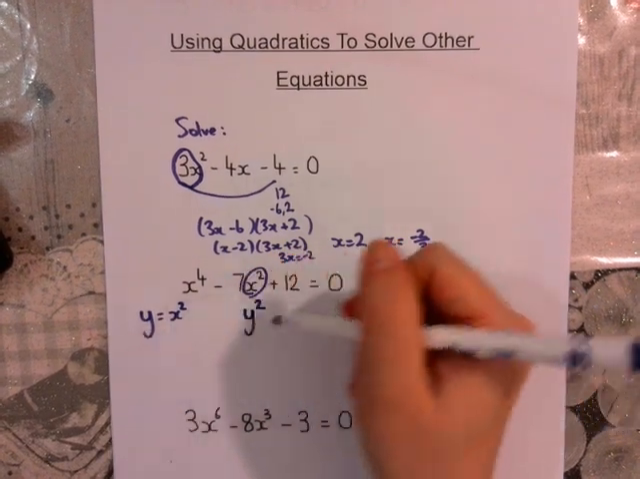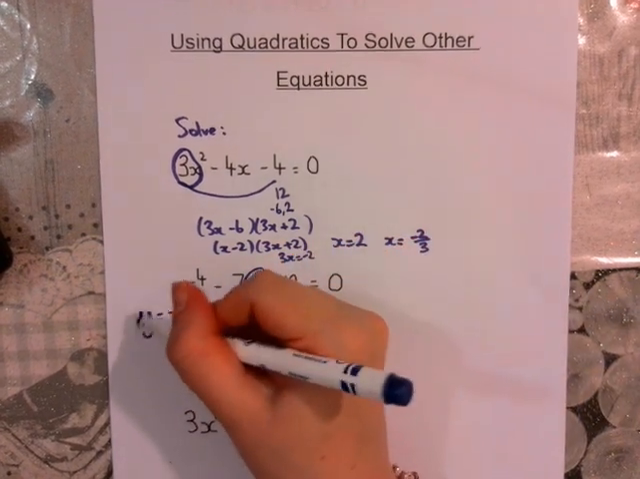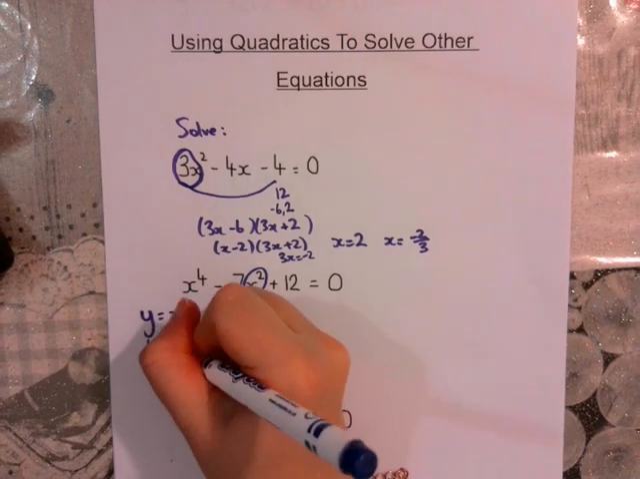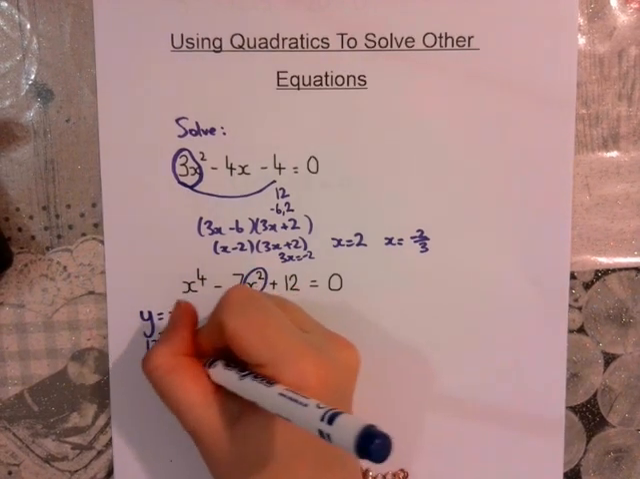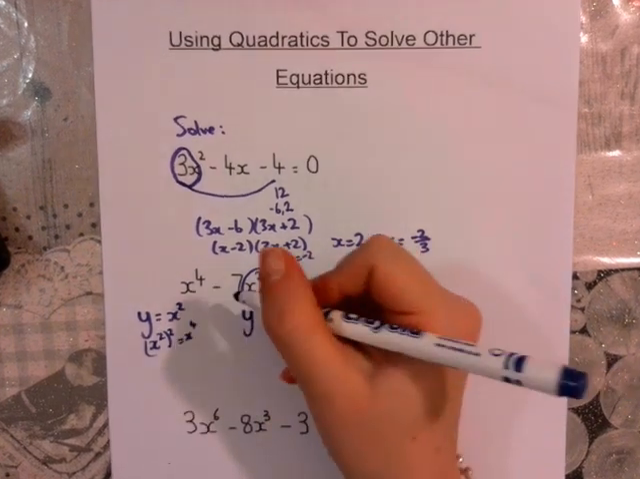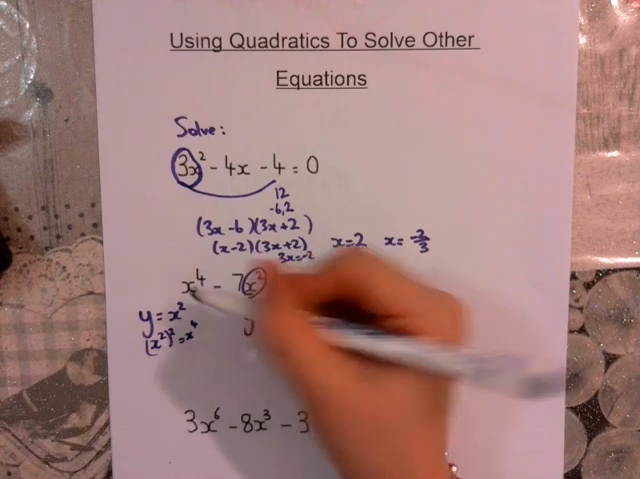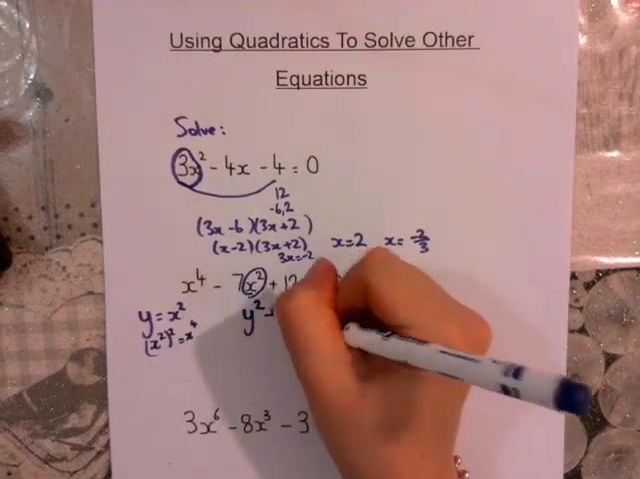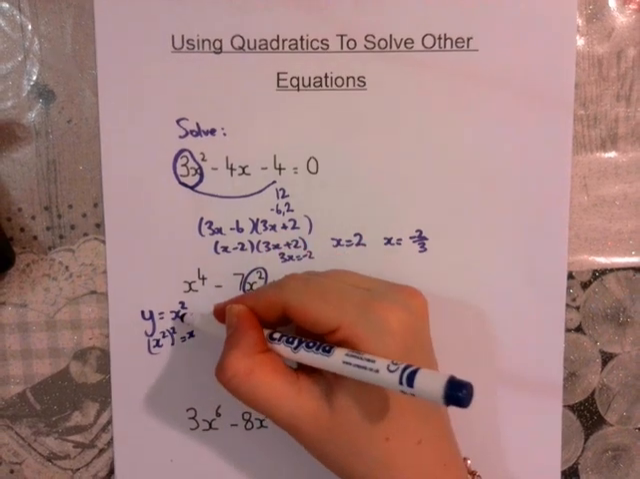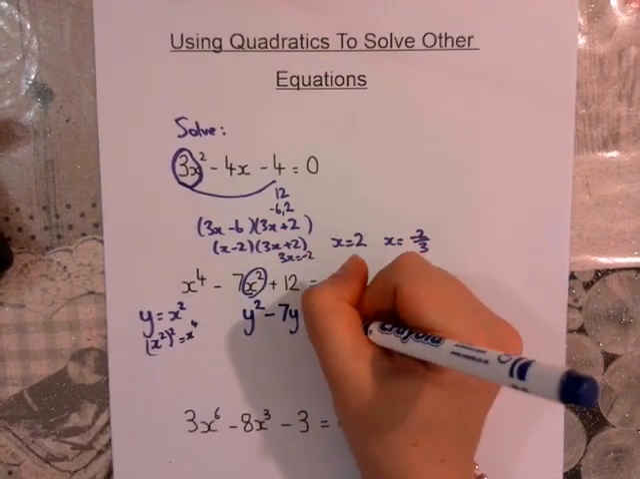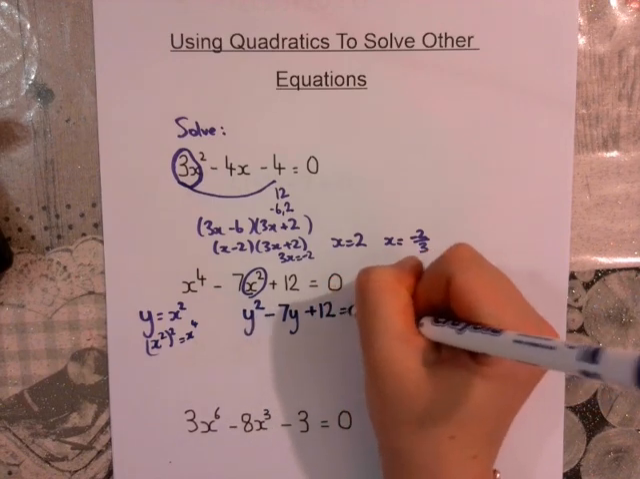So if you're not sure what I mean by that, y squared, well, if I've got y here, if I square this, x squared squared, we times those indices together, don't we? So that would make it x to the power of 4. So this is just y squared because it's x squared squared. Then it's going to be minus 7, and I just said that this bit here is equal to y, so x squared is y, so I'd write minus 7y, and then I've got plus 12 on the end.